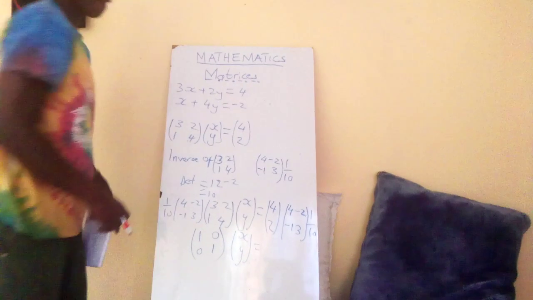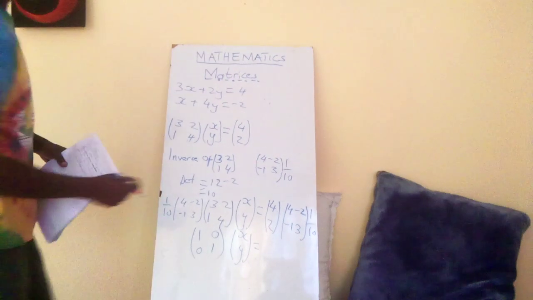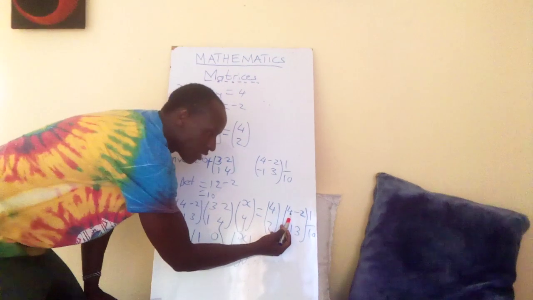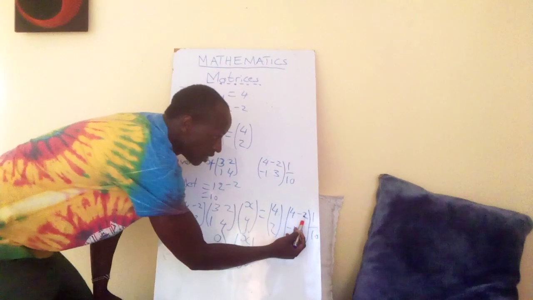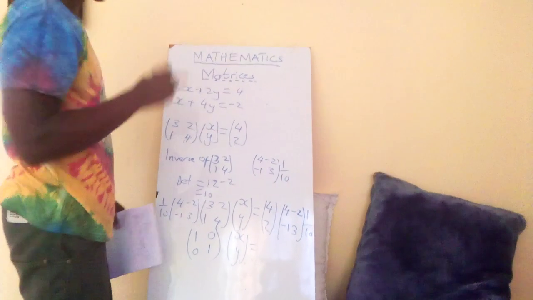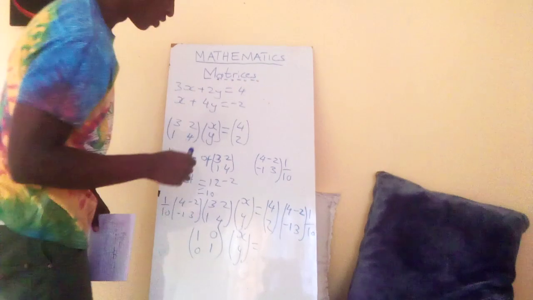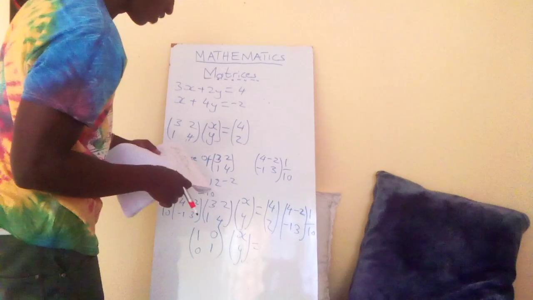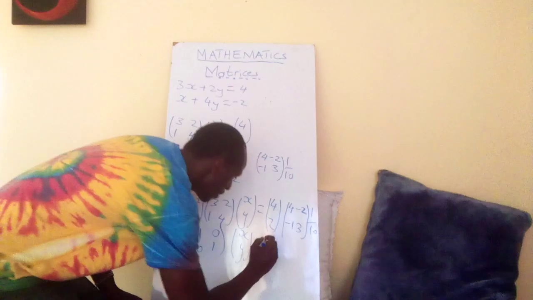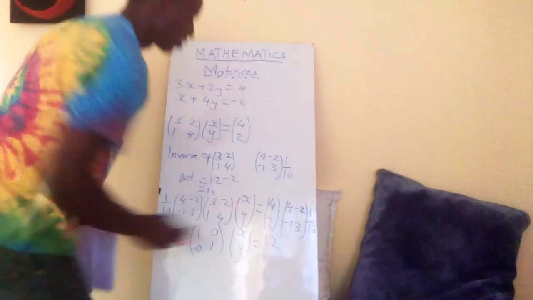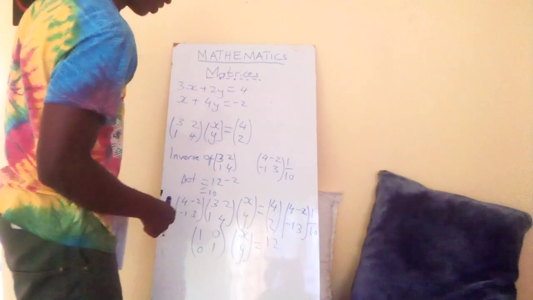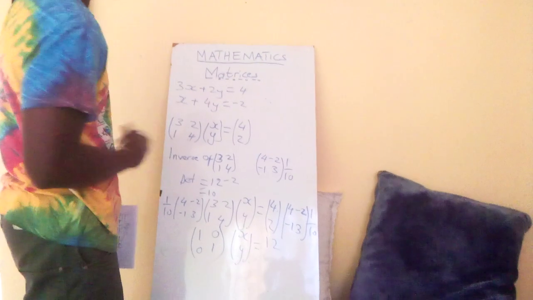This other side I'll multiply. I've shown how to multiply in my previous lesson. So how do you multiply? You multiply column and row. So 4 times 4, that's 16. 2 times negative 2, that's negative 4. 16 plus negative 4 should give you 12. Then 16 minus 4 will give you 12.